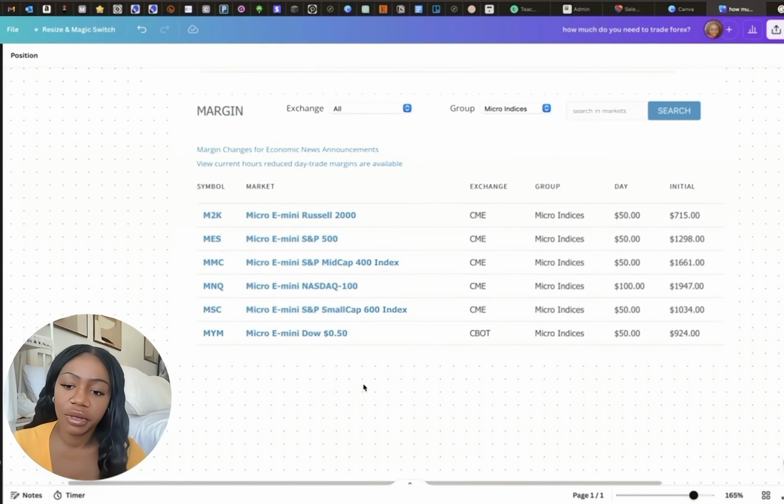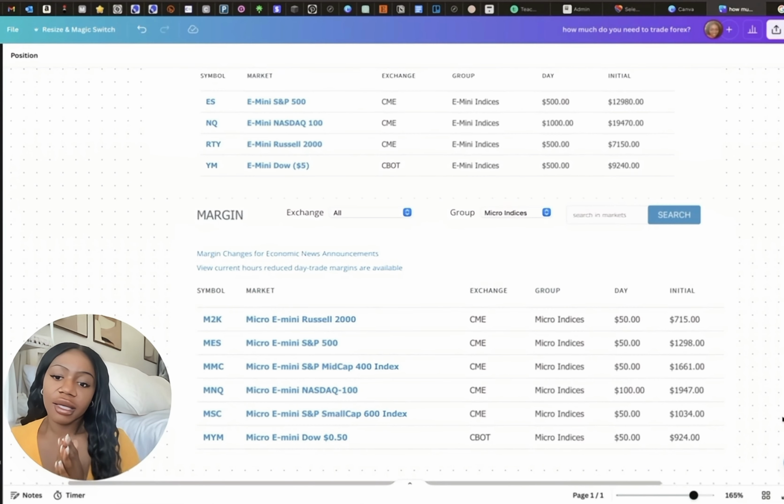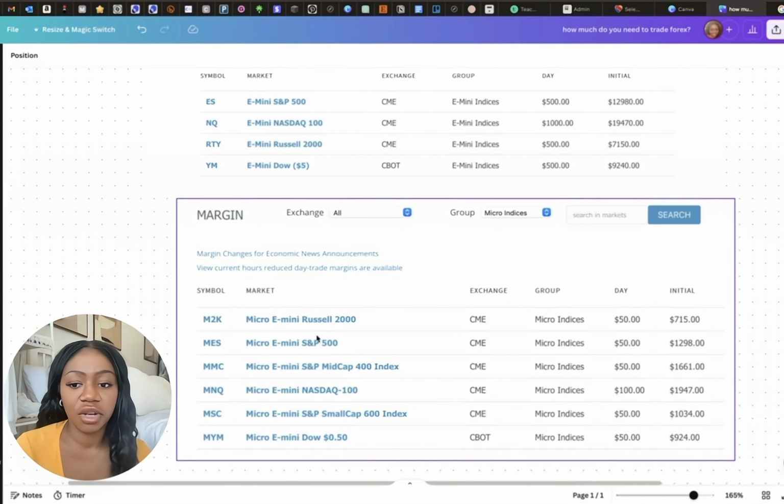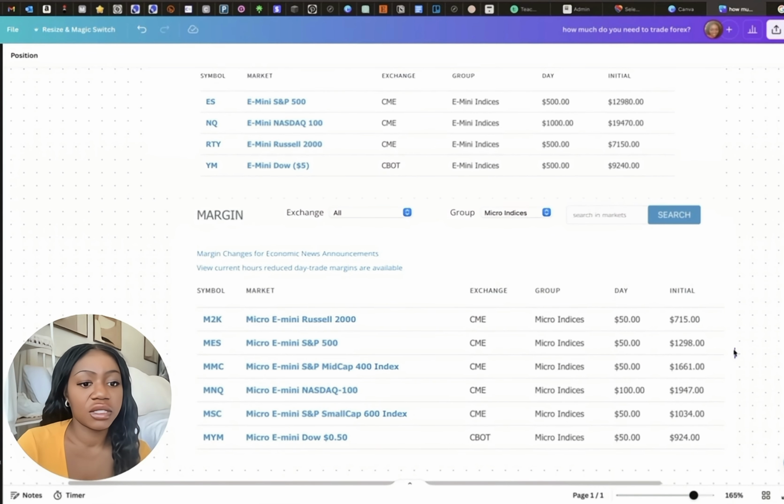And now we have the micro E-mini contracts. The micro E-mini contracts are what a lot of people start trading because it's the cheapest you can go. It's the cheapest you can go when it comes to trading futures. If you wanted to trade the MES, which is the micro E-mini S&P 500, Tradovate's only going to charge you $50 to get into a position. If you wanted to trade the micro E-mini NASDAQ 100, you need $100 to get in. It costs quite a bit to get into futures positions. And again, if you're going to try to just do micro E-mini one contract at a time because it's only $50 to get in per contract, good luck.